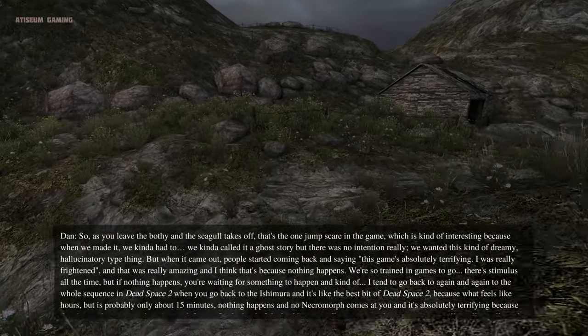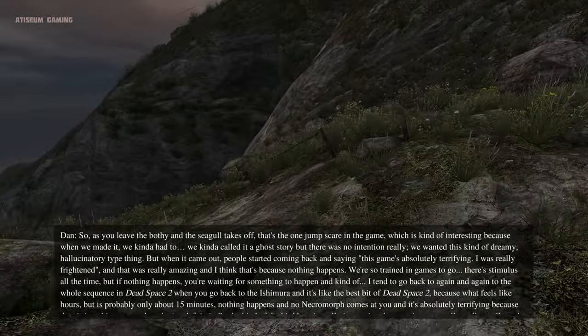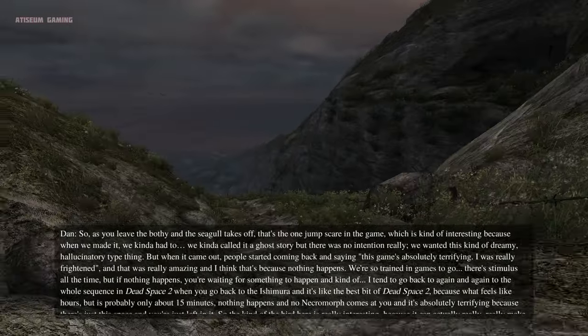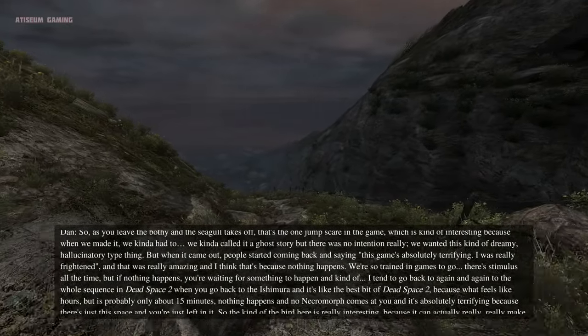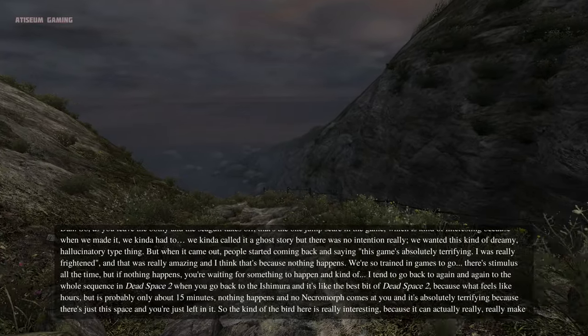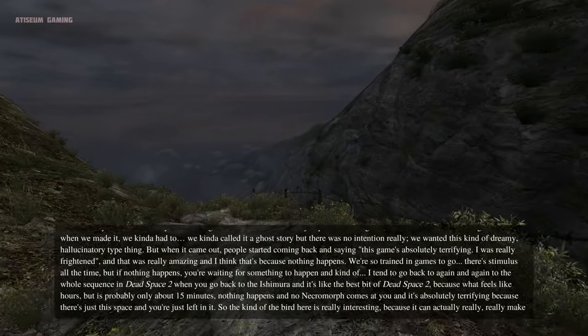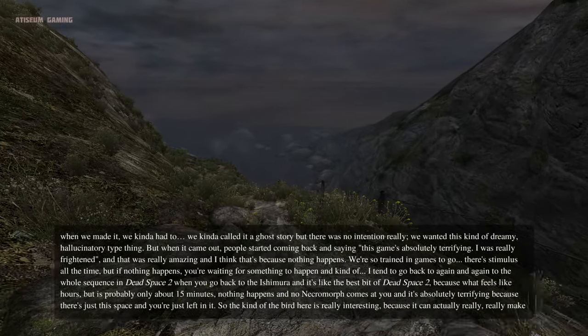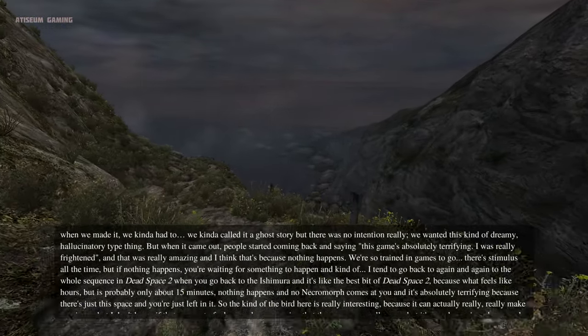So as you leave the Bothy and the seagull takes off, that's the one jump scare in the game, which is kind of interesting, because when we made it, we called it a ghost story, but there was no intention really. We wanted this dreamy, hallucinatory type thing. But when it came out, people started coming back and saying, this game's absolutely terrifying. I was really frightened. And that was really amazing.